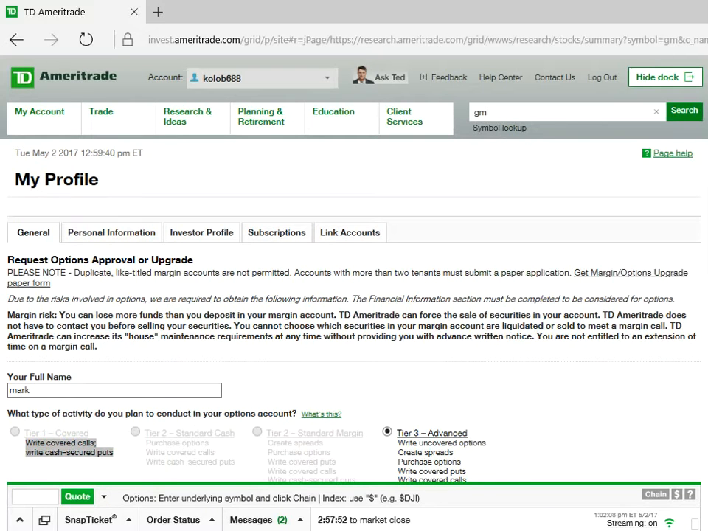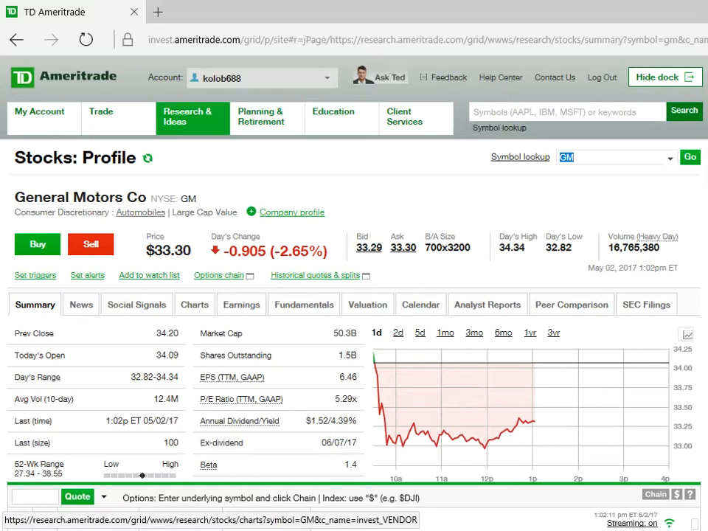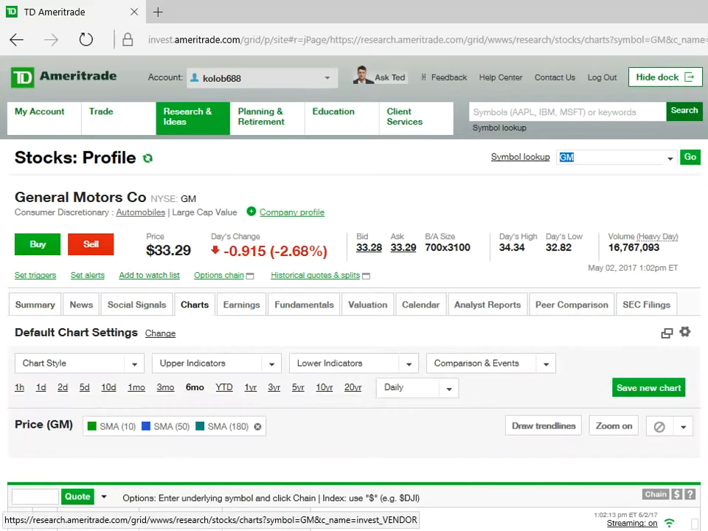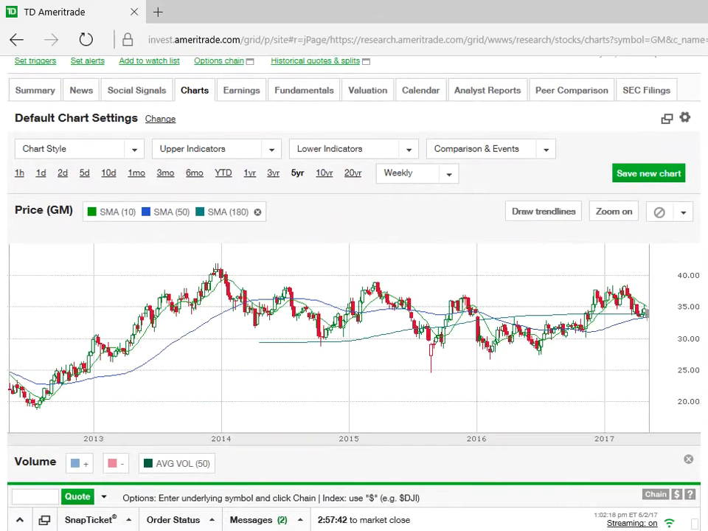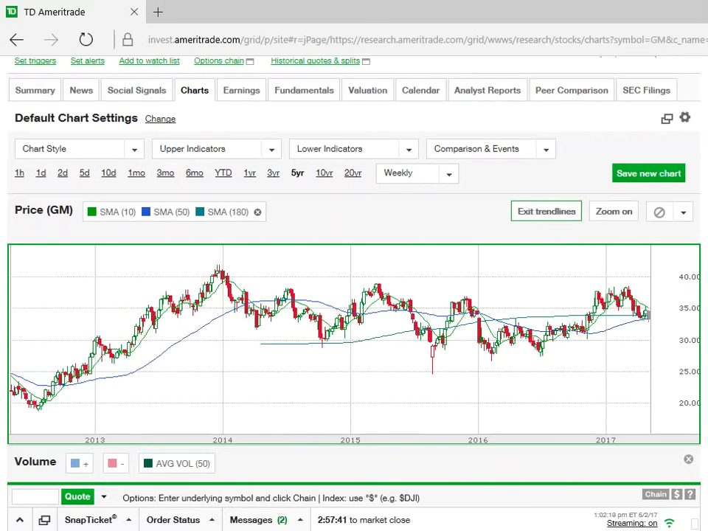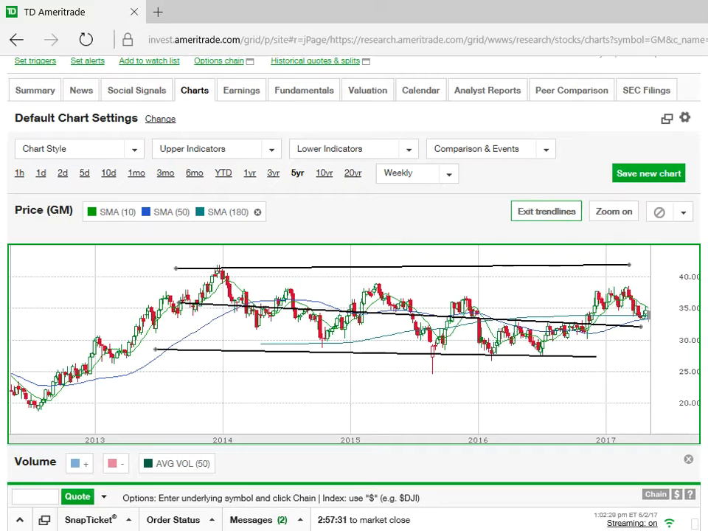So let's bring up General Motors, and I picked General Motors because, I'll pull up the 5-year chart, and you see over the last 5 years it's pretty flat, right? It just goes up and down. It's got a high of about $40 or something, and a low of like the mid 20s somewhere. So we'll say like $25 to $40, right? And this is over the last 5 years.